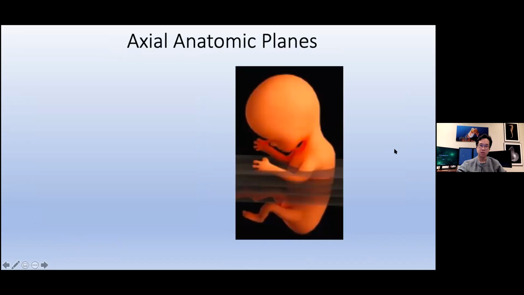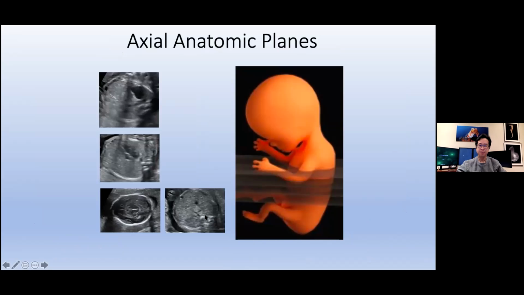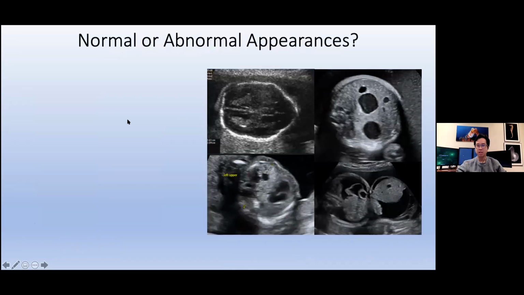Here's our axial anatomic plane: head, 4-chamber heart, abdominal circumference, kidneys there, cord insert, and bladder. You can see all of these things in the axial plane. Now that we've talked about how to get these images and looked at some of the normals, let's look at some abnormal appearances. All of these images show you an abnormal appearance of these different fetal planes.